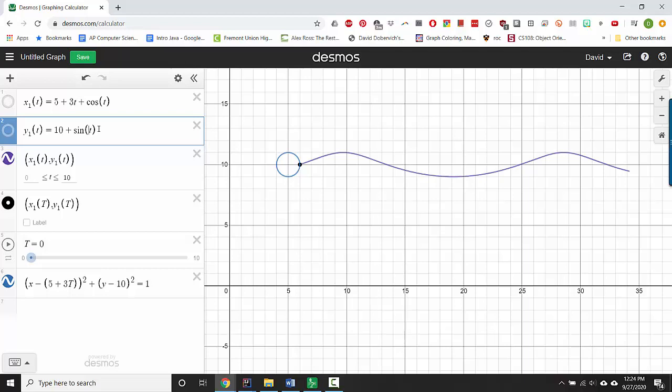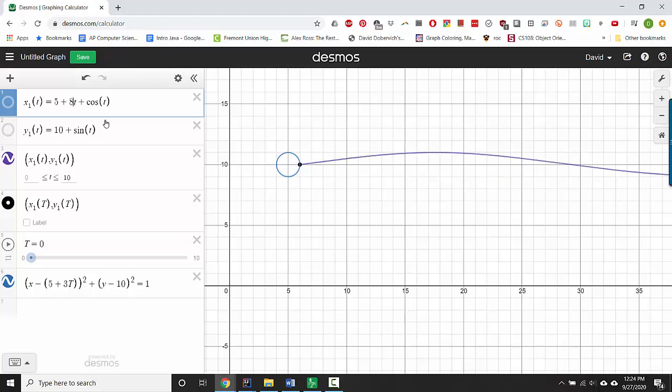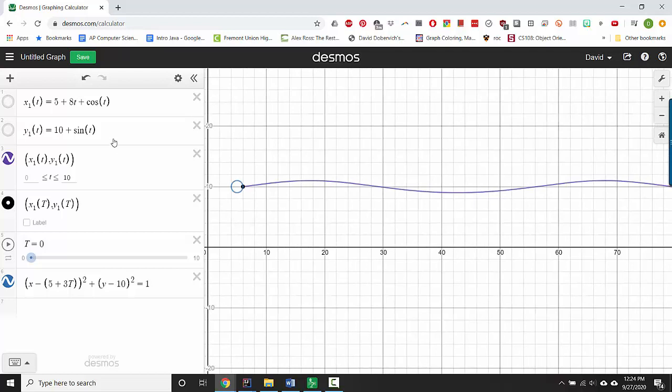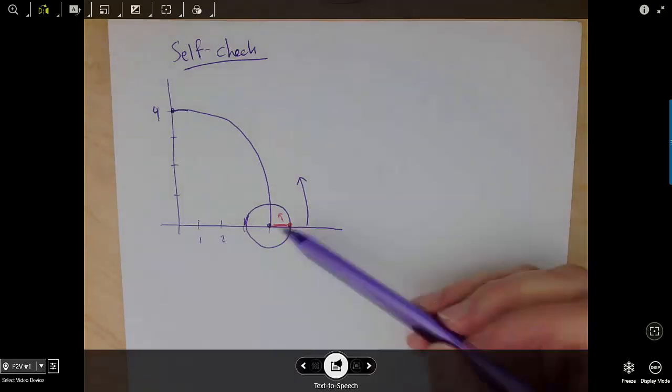Let's do it the other way. Let's say we're going to go back to a slow rotation, but we're going to have the circle move more quickly. So instead of 3t, let's make it 8t. So now it's looking a little bit more like a sine wave, although it is not. Oh, sorry, I didn't make this circle move at the same speed. Okay, there we go. So you can see the circle's moving much faster compared to the rate of rotation, and so you end up with a different overall path.